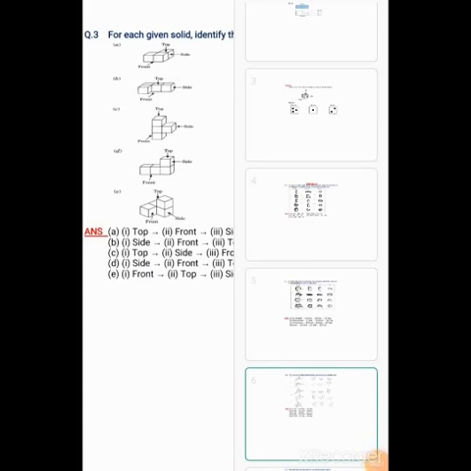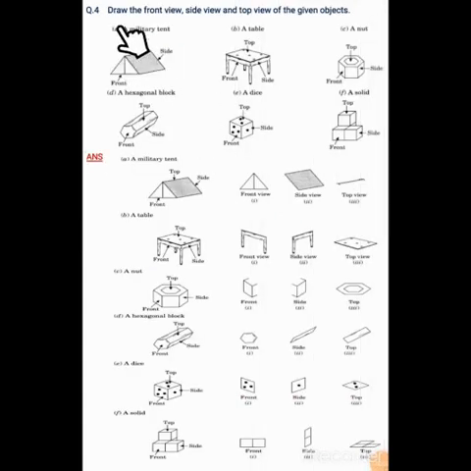Now come to question number 4. Draw the front view, side view and top view of the given objects. Now here objects are given. First one is a military tent. And in this figure we have to draw the front view, side view and top view. Here the diagram is given. First one is military tent, top view, side view and front view. Front view, then side view and top view. So you can draw the diagram.